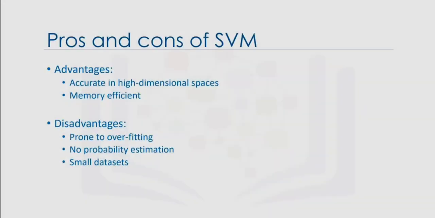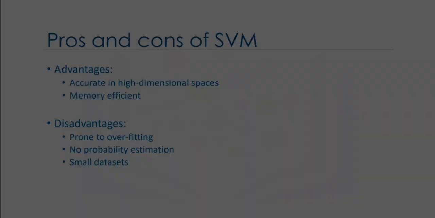The disadvantages of support vector machines include the fact that the algorithm is prone to overfitting if the number of features is higher than the number of samples. Also, SVMs do not provide probability estimates, which are desirable in most classification problems. And finally, SVMs are not very efficient computationally if your dataset is very big.